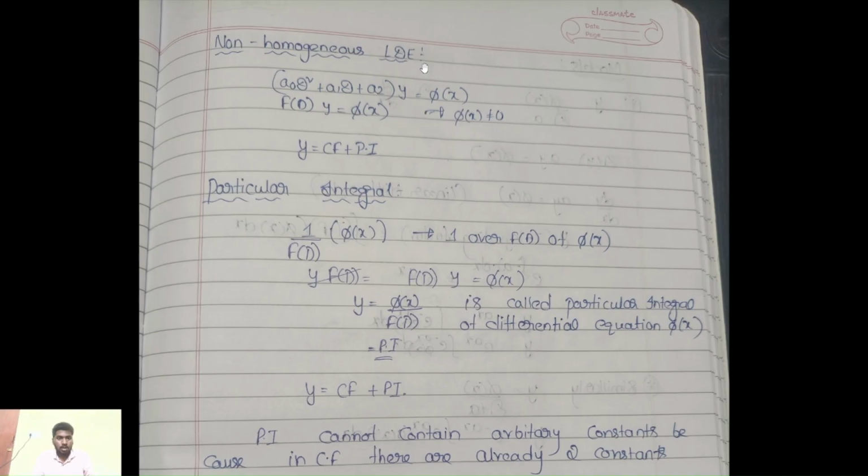Now let us discuss the non-homogeneous linear differential equation. In the previous case, f of D into y equal to some phi of x. If phi of x is 0, we say that it is a homogeneous LDE. If phi of x is not 0, we say that it is a non-homogeneous LDE. So we get the solution of a non-homogeneous LDE by adding both the complementary function and the particular integral.